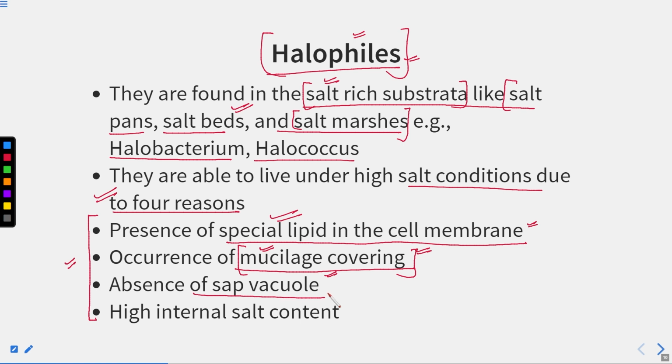Third, absence of sap vacuoles. Sap vacuoles are totally absent here. Fourth, high internal salt content. They also have a high internal salt content. So water cannot move outside because inside also they have a high salt concentration, right?